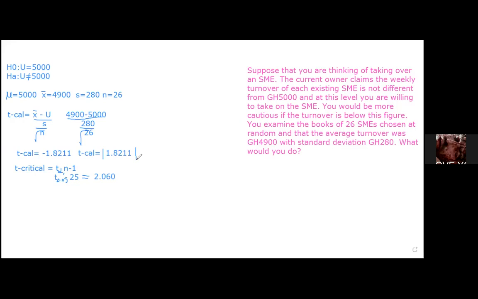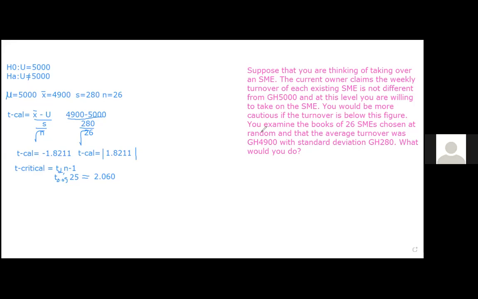Will you reject H0 or fail to reject H0? Let me call Anita. Anita, you're on the floor. I do not reject it. Why are you not rejecting H0? Our T calculated is 1.8211 and our T critical was 2.060. So are you rejecting or failing to reject? So we are failing to reject, rather.